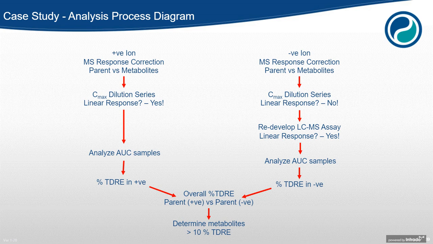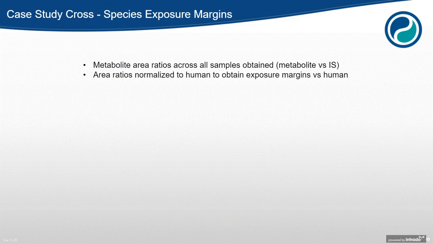Now we had the methods to analyze the AUC samples. So we now have a set of percent total drug-related exposures in positive and in negative ion mode. And fortunately for us in this study, the parent ionized both in positive and negative ion modes. So we were able to use the parent ion to compare those two data sets and determine an overall data set describing which metabolites were greater than 10% of total drug-related exposure. And we found several.